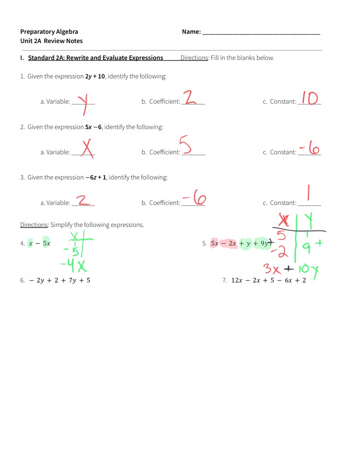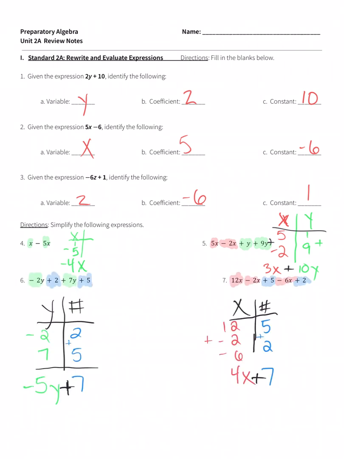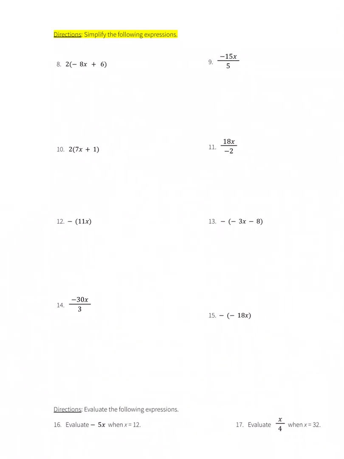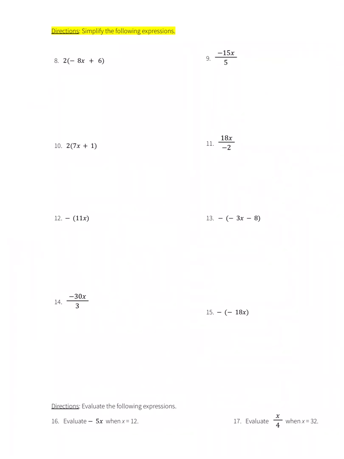Okay, I want you to pause the video and try these 2 on your own. Okay, hopefully you tried these on your own and you got the same solution as me. We have negative 5y plus 7 and 4x plus 7. If you did not get those answers, find your mistake. Okay, I'm going to do a couple of these and then you're going to do some of these on your own. So again, something you'll be doing in your summative on Friday is simplifying expressions.